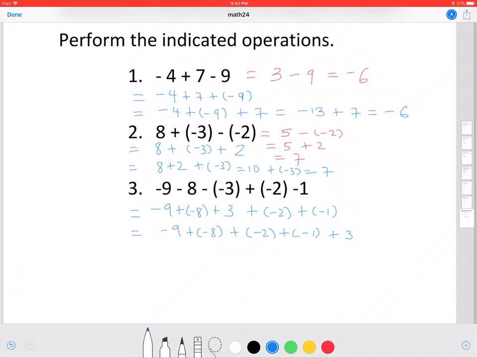All right, and again, the reason why I do that is because these 4 numbers can be added up very easily because they're all negatives. And what I have is -20 plus 3, and now that is -17. That should be our final result. Again, that is easier than trying to go from left to right.